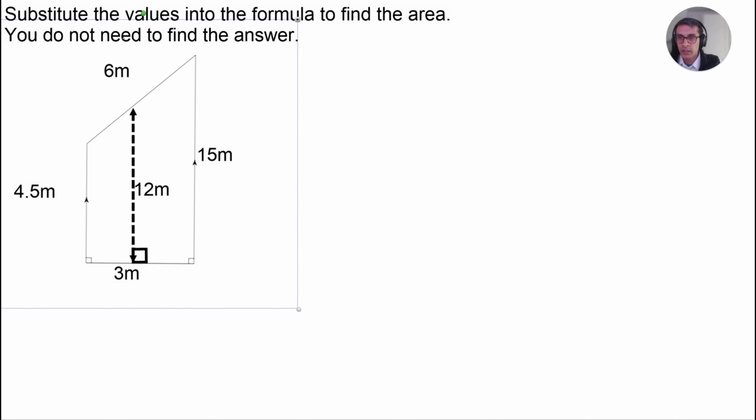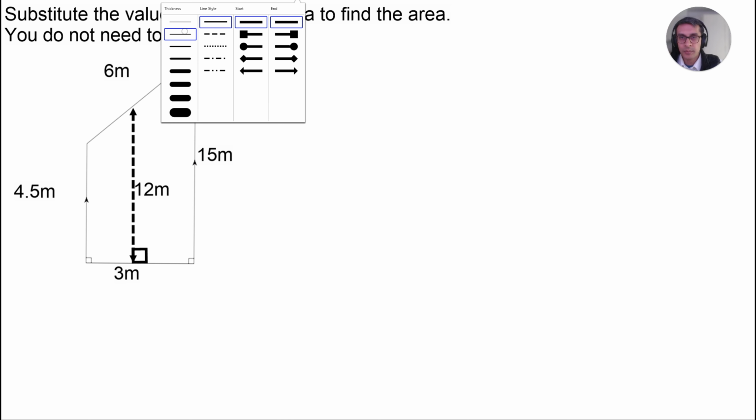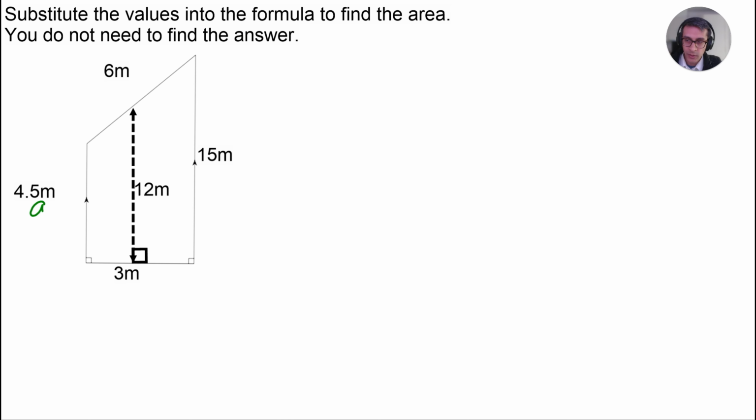Okay, another example here. It says substitute the values to find the area. So first of all, we're going to find the parallel sides. So you can see the little arrows here. So these are the two parallel sides, and we're going to just label them A and B. Doesn't matter which one's A, which one's B. And then we want the distance between the two parallel sides. Pause the video and figure out which the one that is.